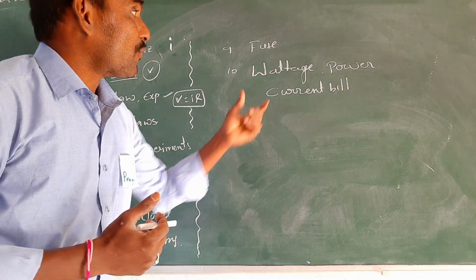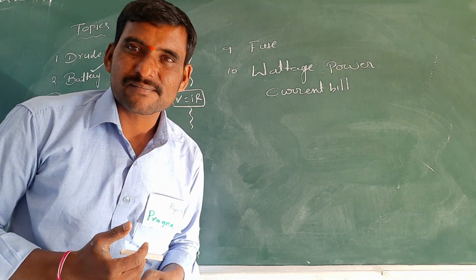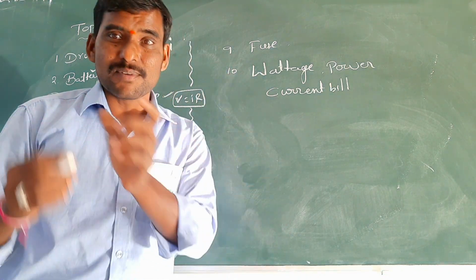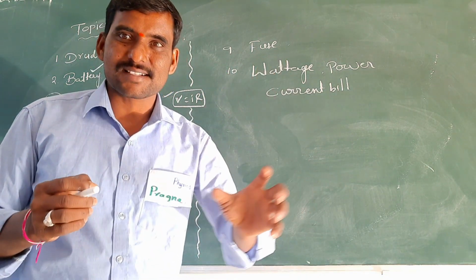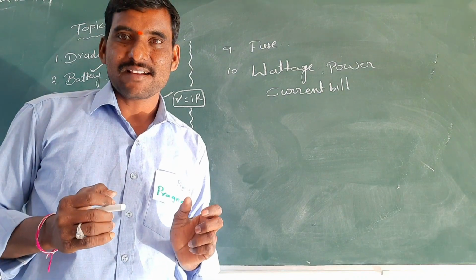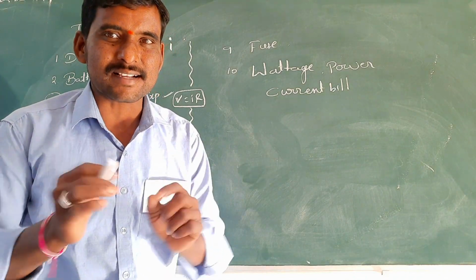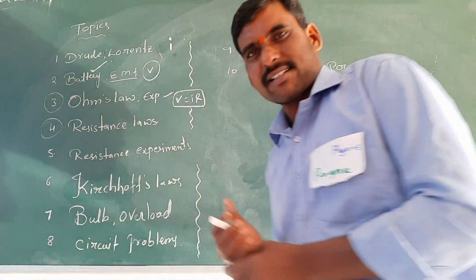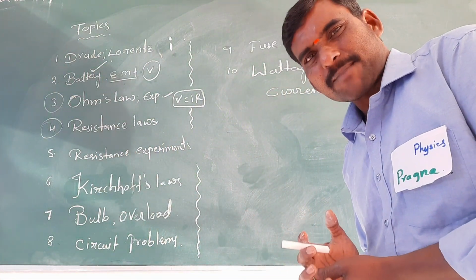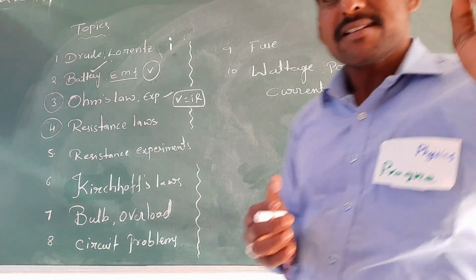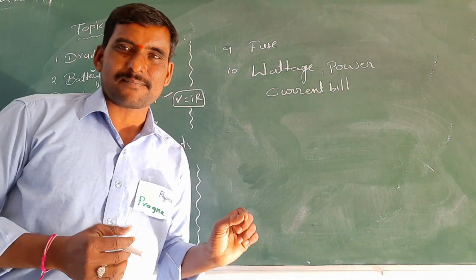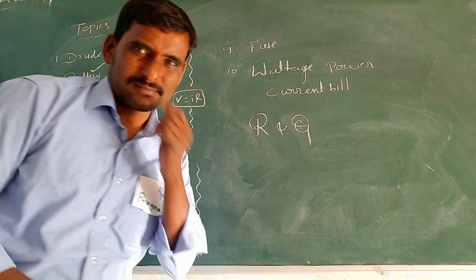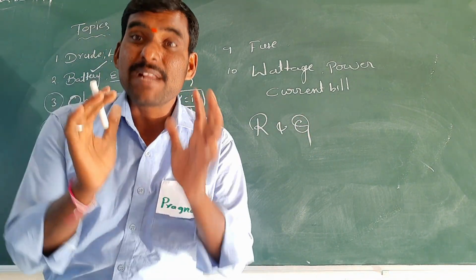Next, wattage and power. If you take a bulb, 100 watt bulb, 200 watt, 1000 watt, what is wattage? And how can we calculate the current bill? So these topics we have to discuss clearly. Just pay attention. And in CBSE one more extra topic is there, that is the relationship between R and heat. That also we will discuss briefly.